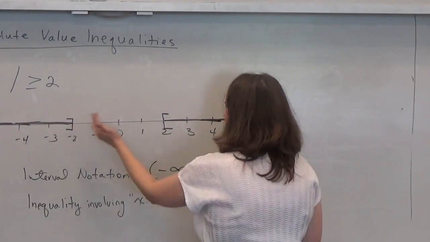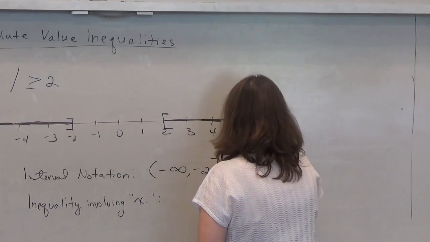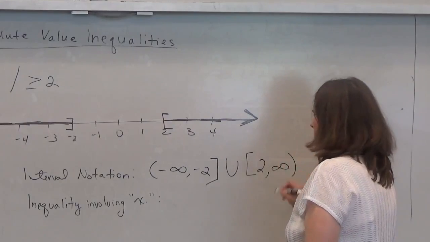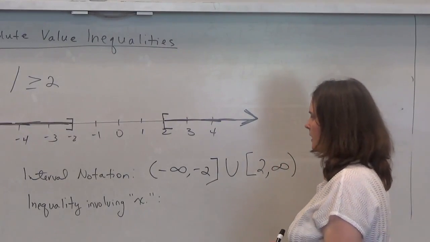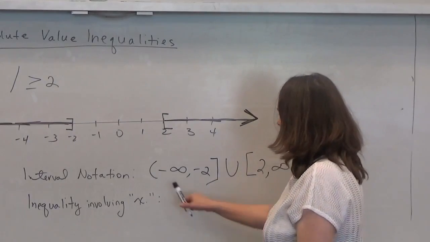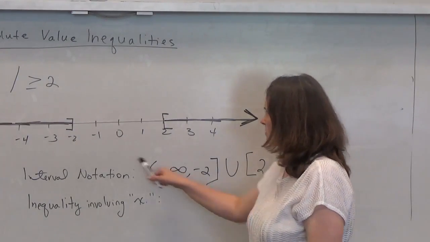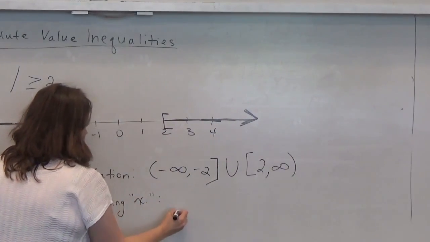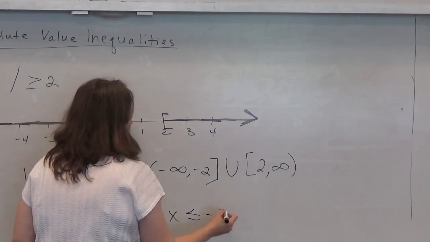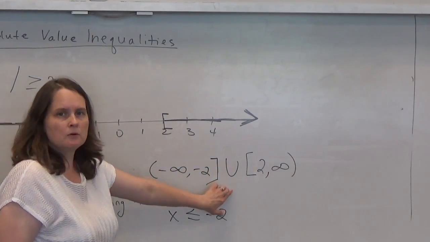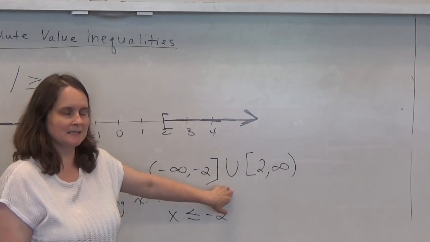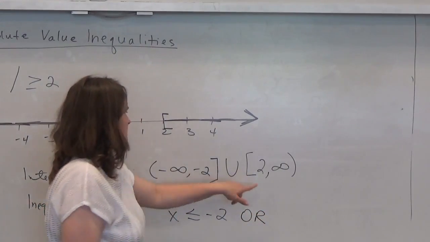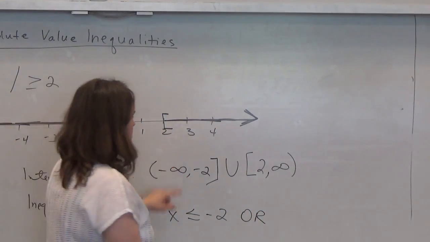All right, we've got a gap in our graph, so we're going to use the union symbol here, and then square bracket 2 to +infinity, parentheses. How do we write this as an inequality involving x? Well, negative infinity to negative 2 comes from here, and you can see that's everything less than or equal to negative 2. So x is less than or equal to negative 2. All right. Remember, the union symbol means the same thing as or. So we'll say or, and then for this piece, x is greater than or equal to 2.